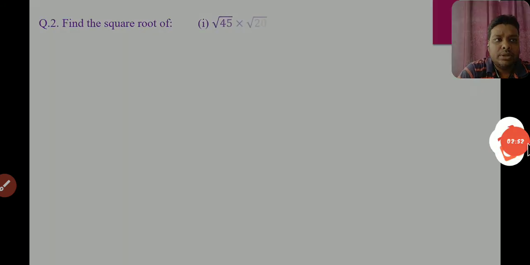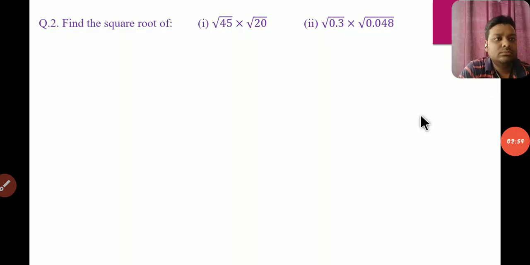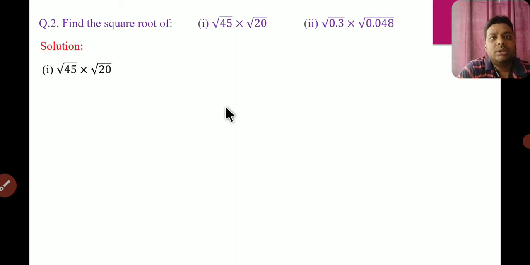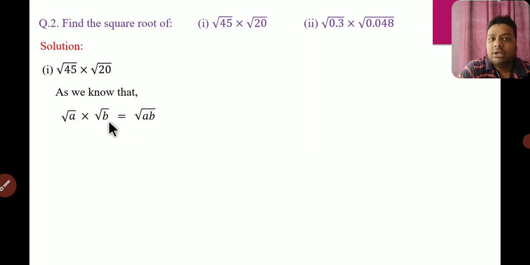Now, in question number 2. So now students, you can see in this question, we have to find the square root of these two numbers and these two numbers. So let's see at first question number 1, root 45 into root 20. You can see if we solve it separately, we can't take it out. So now we will apply this property. If the opposite, it means two numbers are separate, then we can also multiply them together. So root 45 into root 20, we can write it together.